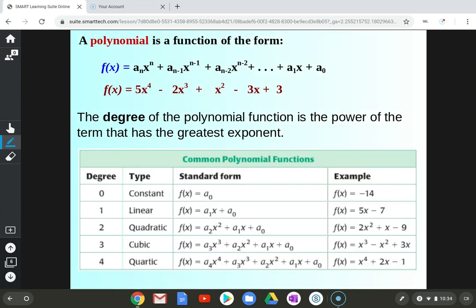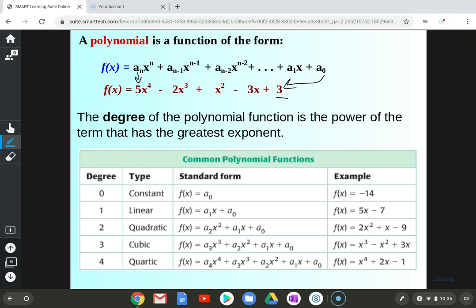So here's another example of some polynomials. So a sub n x to the n, that means that the coefficient for our x to the fourth term is 5. And then our next coefficient would be -2 for our x cubed term, and then 1 for our x squared, -3 for our x to the first, and 3 as what we call our constant term.